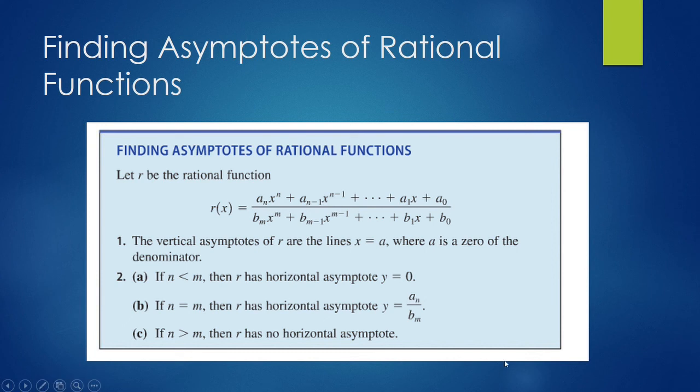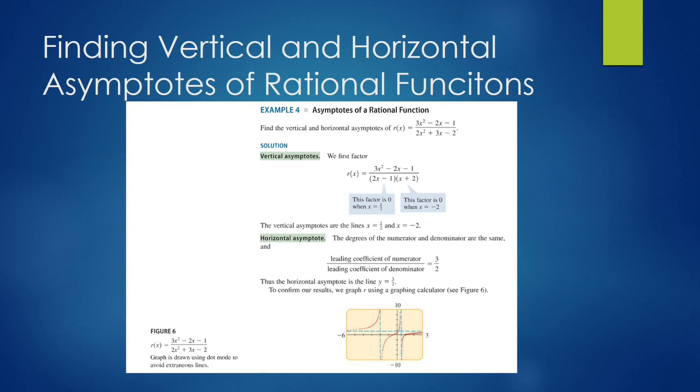So you're going to want this on your cheat sheet for this test. So here's an example of finding those asymptotes. Here's our function. It's a rational function. And make sure that you order these, right? Highest power to lowest power, both in the numerator and the denominator.